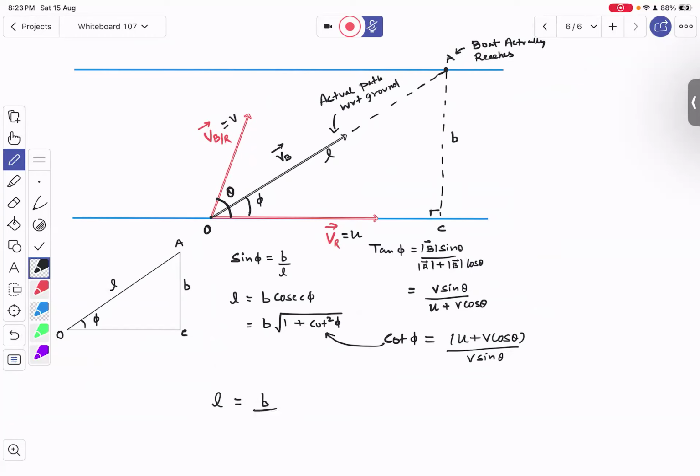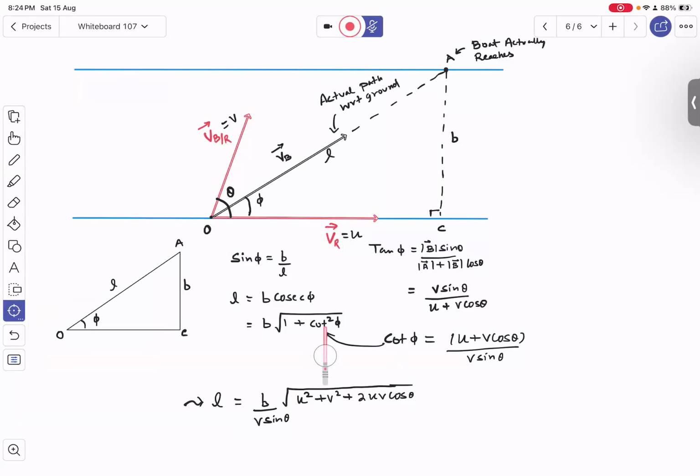That will be B by V sine theta root over U square plus V square plus 2UV cos theta. Try to simplify it and see same thing coming or not. Maybe in your head, or maybe we have a pen paper lying around. Plug the value of cot phi, square it up now, and then take LCM and all, and check whether this thing comes or not. Do it fast. Do it and then tell me.